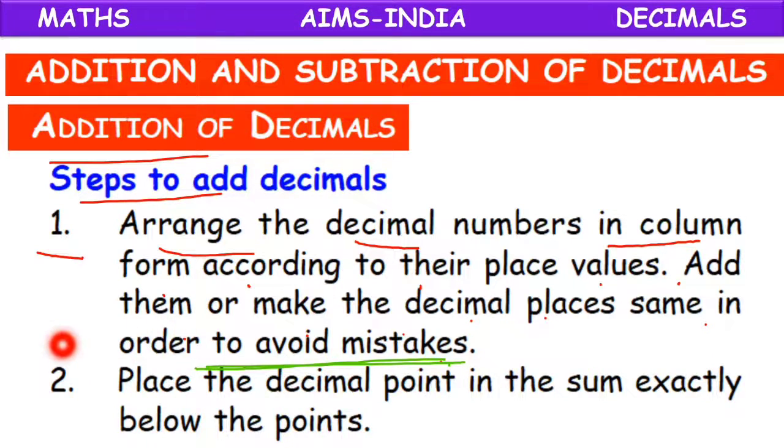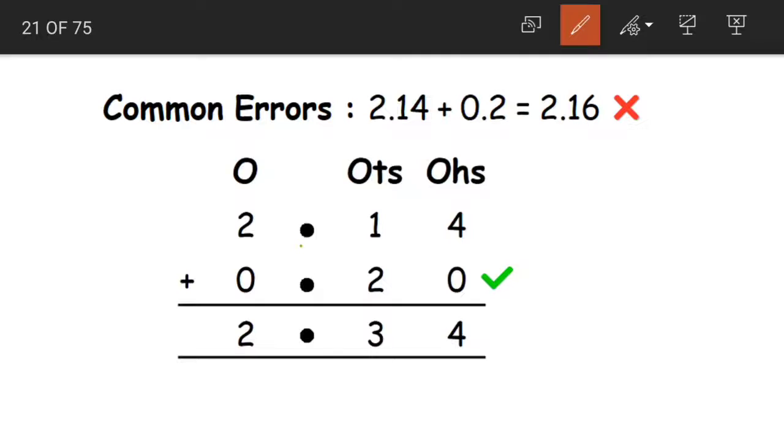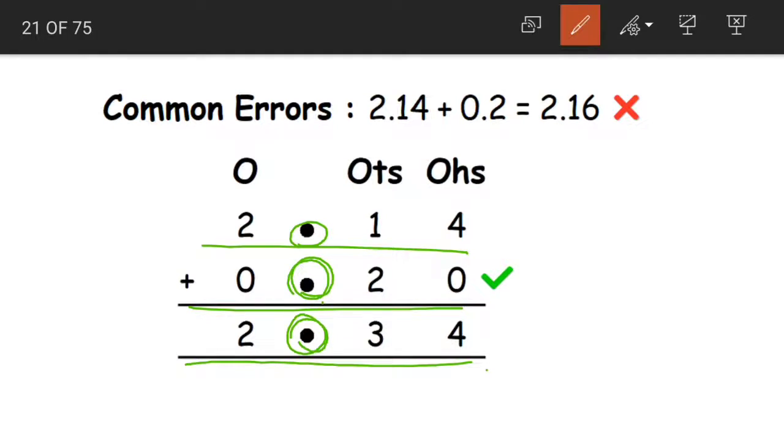Next, step 2: place the decimal point in the sum exactly below the points. See here, we are adding two decimal numbers, so the decimal points are here. Even in the sum, you have to place the decimal point exactly below the decimal points of the numbers that we are adding. Understood, children? You cannot keep the point here or here or here. It should be in the same place.